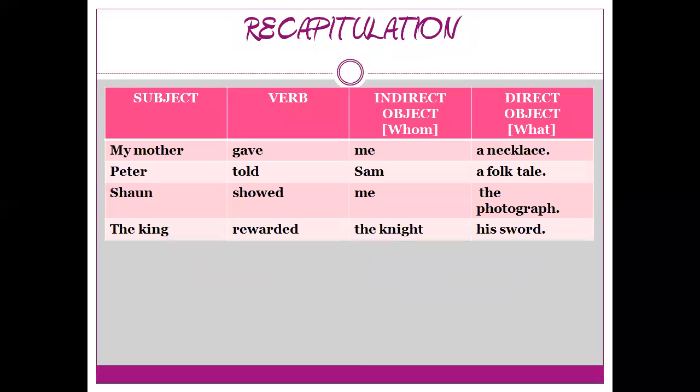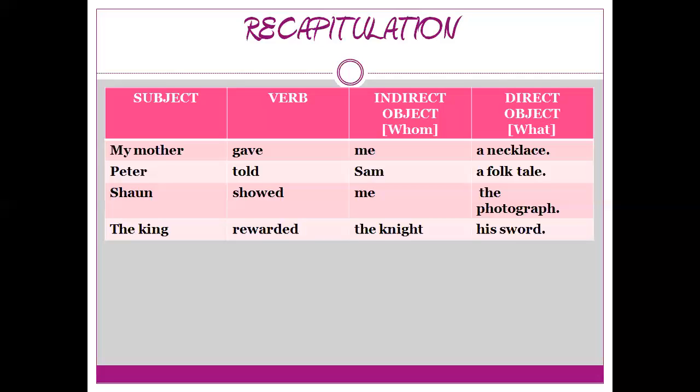Now let's just recapitulate what you have just learned. First, we are going to recapitulate what direct objects and indirect objects are, with a few examples for better understanding. Now here I have categorized it like subject, verb, indirect object and direct object. As I've told you very clearly, an indirect object always answers the question whom, and a direct object will always answer the question what.